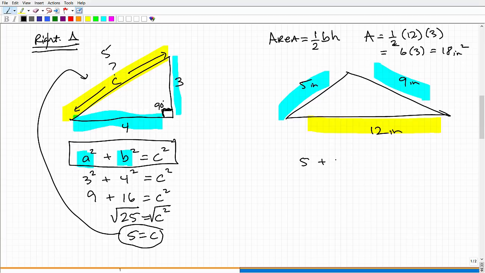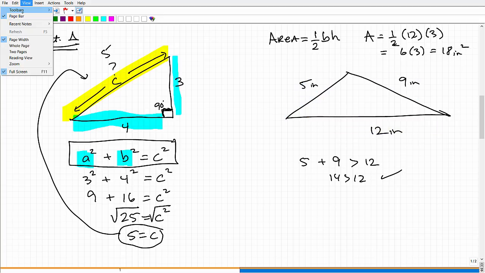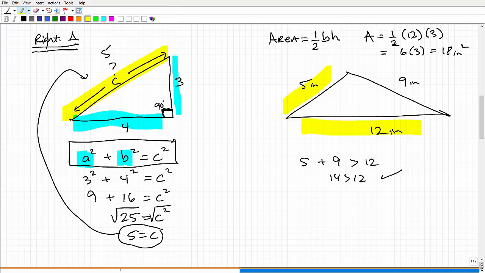If I go 5 plus 9, that number is always going to be greater than 12. It has to be if it's an actual triangle measurement. So I can see here that I got 14 is greater than 12. That checks out. But now let's do some other sides. What if I did these two sides, and let's see if that's greater than this side.